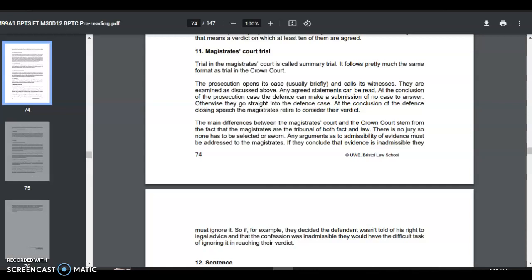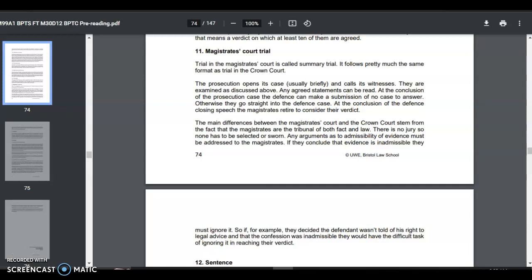At the conclusion of the prosecution case, the defense can make a submission of no case to answer. So as in the crown court, in the magistrate court the defense can also make a submission of no case to answer, that there is no sufficient evidence against that person, so that person must be acquitted at once, and the decision of the case should be given at once in favor of the defense.